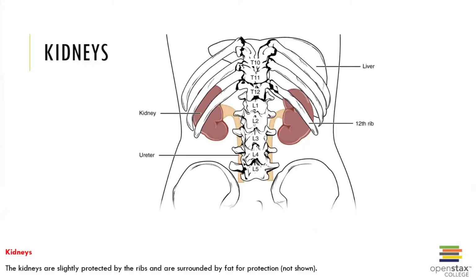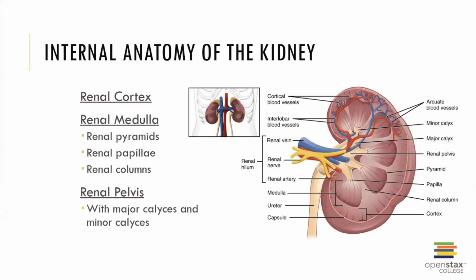Okay, the other important topic here is to really have a good understanding of the gross anatomy of the kidney. Once again, a diagram like this could appear on a test or a practical. So you want to have a really good sense of the anatomy, the internal anatomy of the kidney. Specifically, we're looking at the renal cortex, the renal medulla, and the renal pelvis.